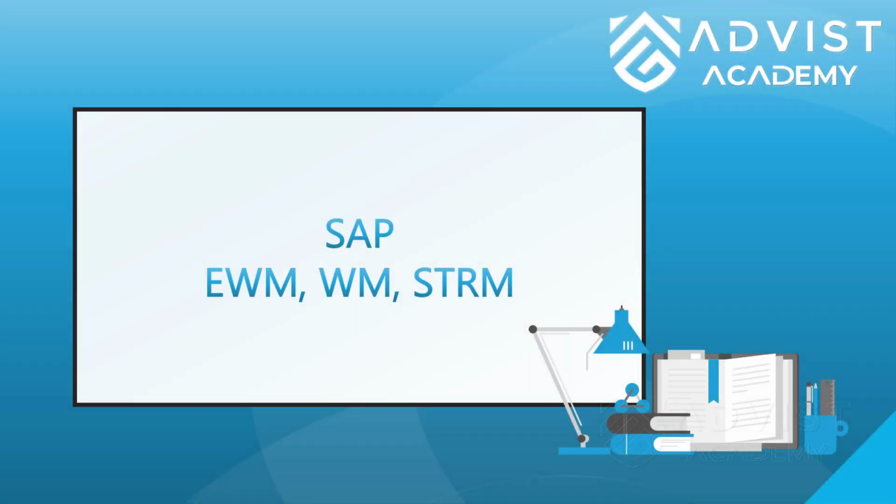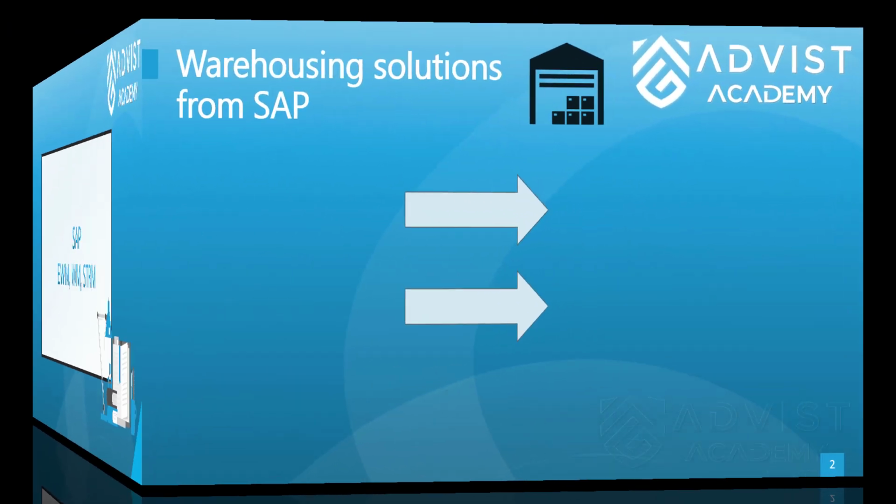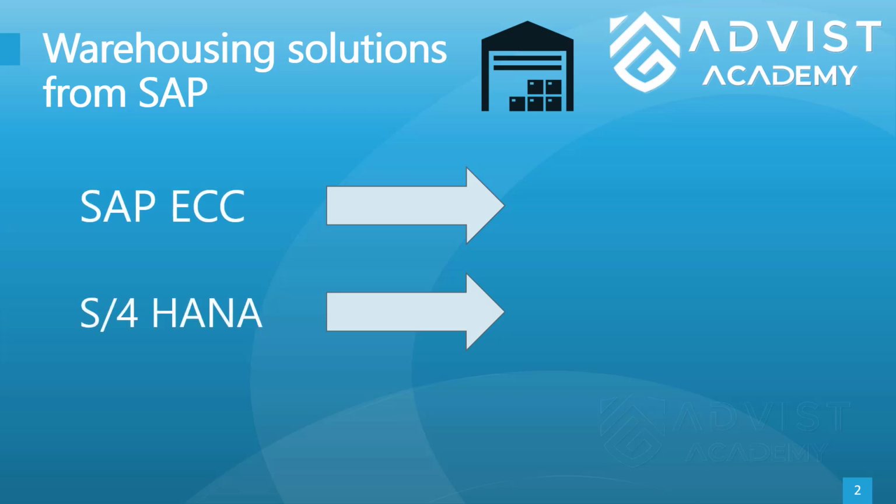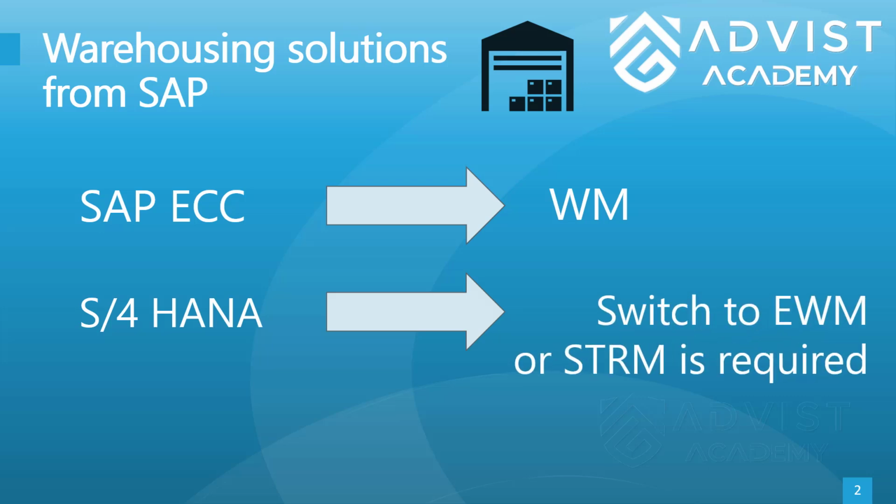In this video, we take a short look at SAP EWM, WM, and STRM. In the area of warehousing, SAP offers different solutions with ECC and S/4HANA. While WM was still used with SAP ECC, S/4HANA now requires a switch to EWM or STRM.